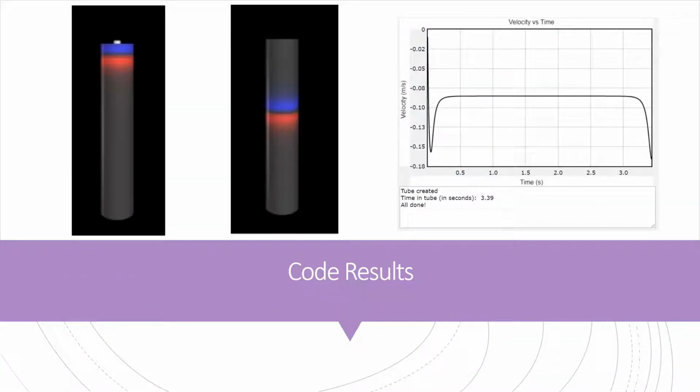The bar magnet is represented in this model as the red and blue colors falling through the tube. On the right-hand side, you can see the graph of the velocity of the bar magnet versus the time. And this particular model found that the magnet took approximately 3.39 seconds to fall through the tube.